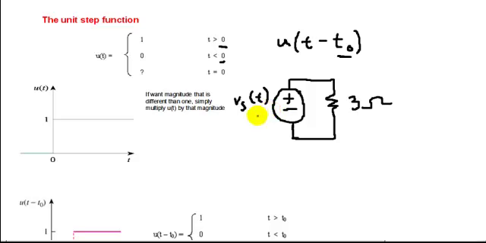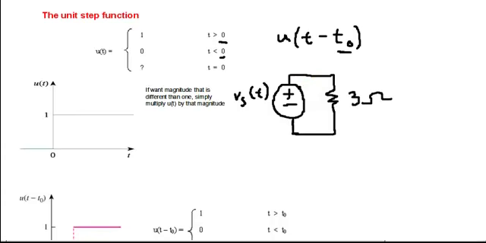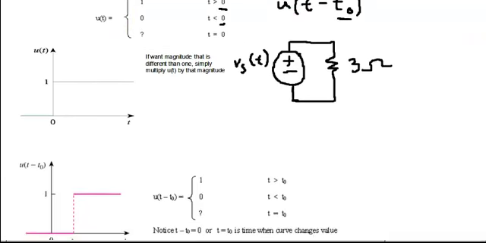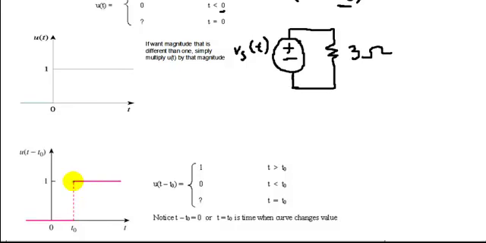Now this unit step function, we use it when we have time-dependent sources. Say that with this voltage source and this 3 ohm resistor, we want to apply 5 volts across this 3 ohm resistor, but we want to apply it at a specific period of time. We don't want to apply it too early. We don't want to apply it too late. So we use this unit step function to indicate when this function should jump up to this value, or when it should be off.